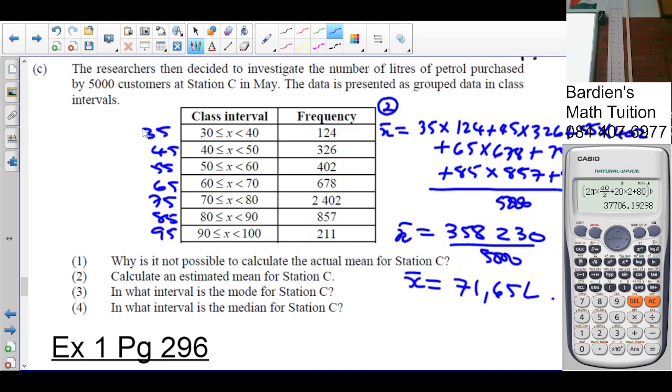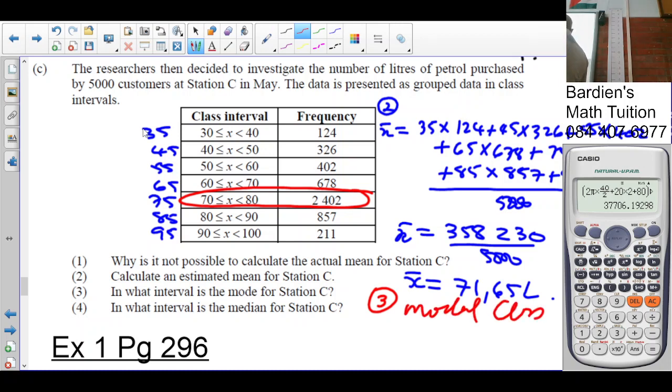Number 3, what interval is the mode for station C? What's the mode, people? The class that has the most in it. As you can see, it's 2,402 customers in that category. So your modal class is going to be x greater than or equal to 70, but less than 80.